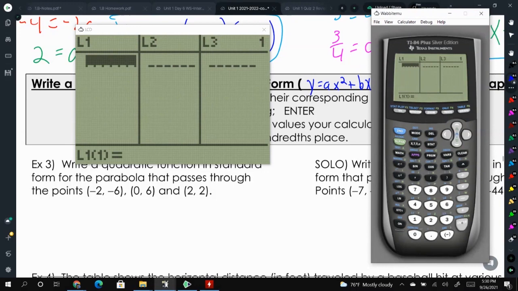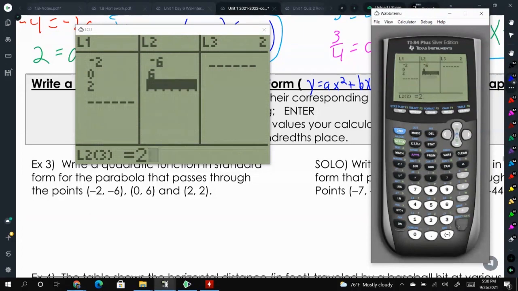And what we're going to do is put these 3 points into our list. And how you do that is all the x values will go into L1. So negative, whoops, 2, 0, 2. And for the y values, negative 6, positive 6, and 2.